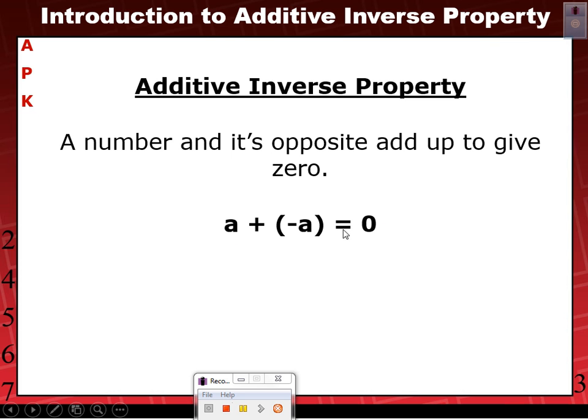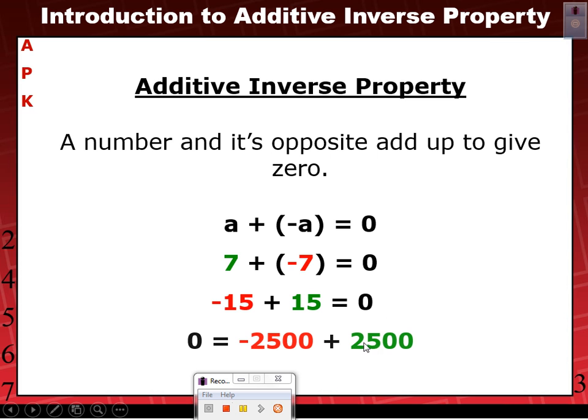So they're showing you with algebra, and let me show you numerically. 7 plus negative 7 equals 0. Negative 15 and 15 is 0. And negative 2500 and 2500, that's also 0. This property is called what? The additive inverse property. But from this point forward, we can call it simply 0 pairs.